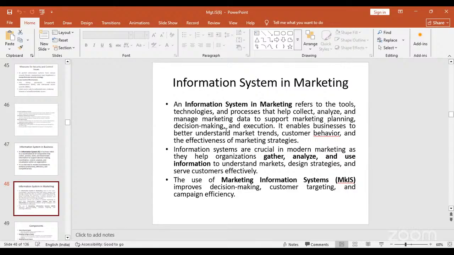Yes, sir. Yes, sir. Marketing data means customers data. Customer and product related. Product related data.